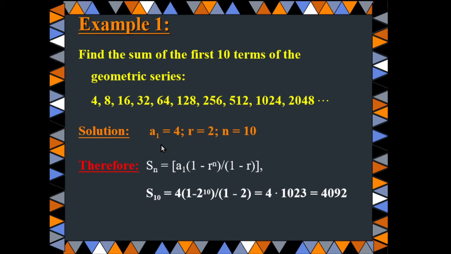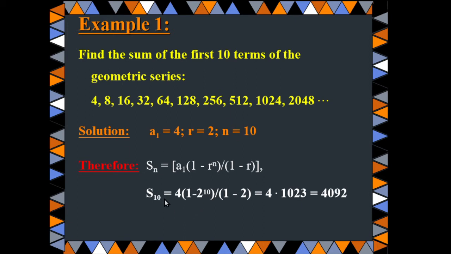Let's identify the given. A sub 1 is equal to 4, the first term. R is equal to 2, the common ratio. How can we find the common ratio? We divide the second term by the first term, or a sub 2 divided by a sub 1. We have 8 divided by 4, so we get 2 as our common ratio. And n is the number of terms to be added. In this case, we need the sum of the first 10 terms, so n is equal to 10.